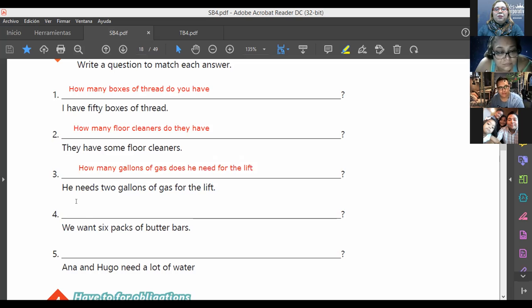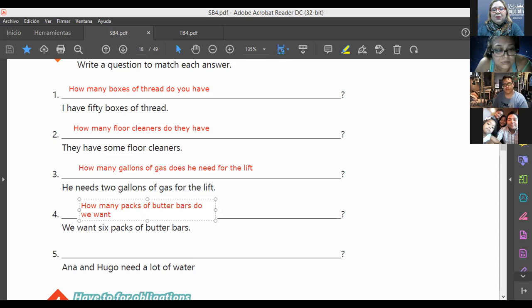Vamos a la siguiente. Number 4. We want 6 packs of butter bars. Butter bars son barras de margarina, okay, o mantequilla. How many packs of butter do we want? Okay, great.